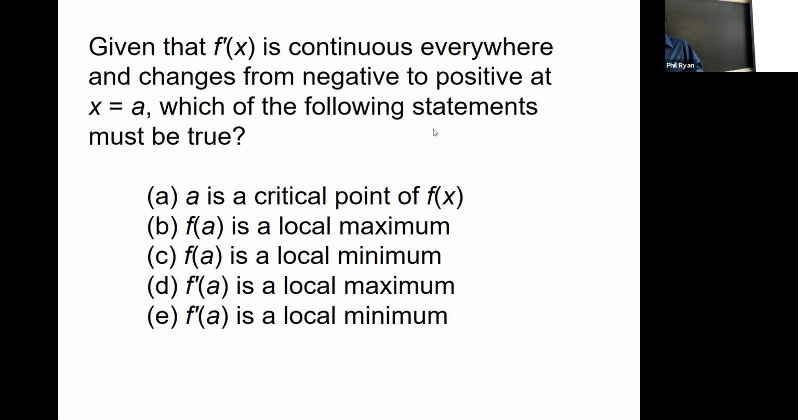I assume you can hear me. Because a is a critical point. That is correct. And what else? There are actually two statements that are correct there. Which is the other one? So if f prime goes from negative to positive, what is f doing?